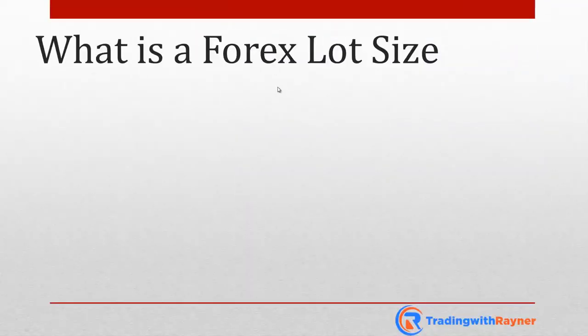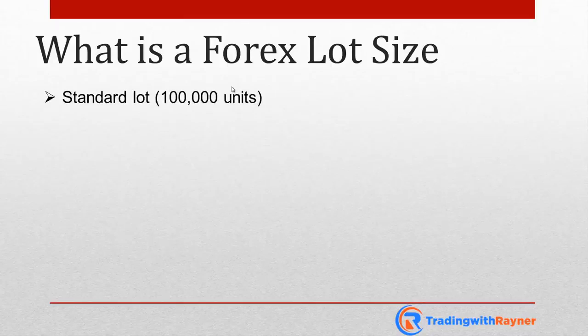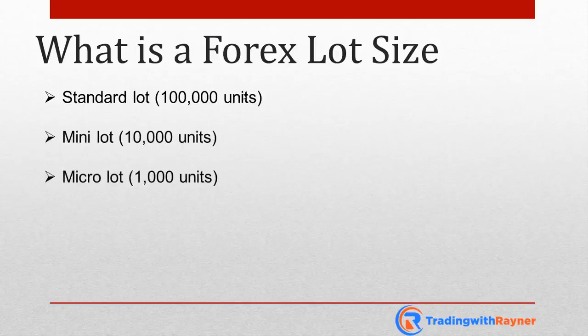Moving on, what is a Forex lot size? Lot size refers to how much of a Forex currency pair you can buy. There are different lot sizes. The first is the standard lot, 100,000 units. Mini lot, 10,000 units. Micro lot, 1,000 units, followed by nano lots, anything below 1,000 units. Nano lots are not offered by all brokers. Typically, market maker brokers tend to offer nano lots. Otherwise, the most common Forex lot size that you'll trade is either the standard or the mini lot.